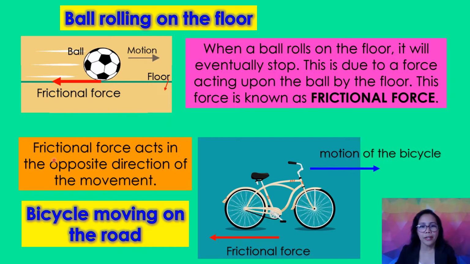Next, frictional force acts in the opposite direction of the movement. So again, look at this picture. The bicycle goes in one direction and then the frictional force goes in another direction. That's why the bicycle will eventually slow down and stop.